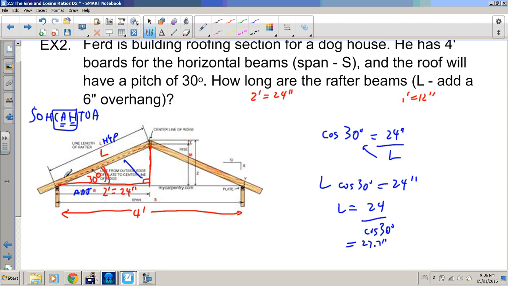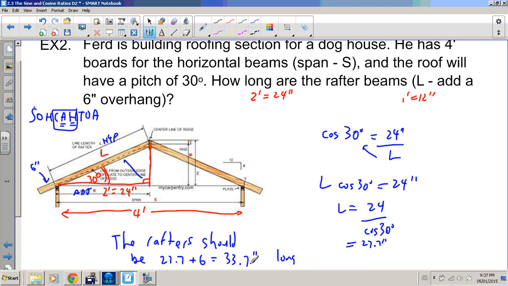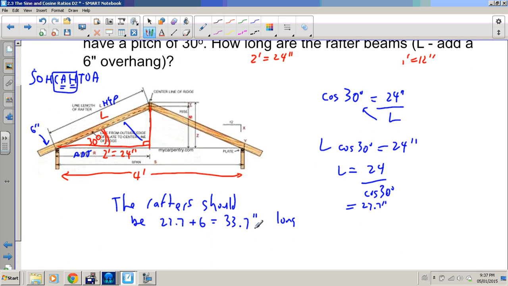Now notice that that's this. It also said that this is a 6-inch overhang. So the rafters should be 27.7 plus 6 is equal to 33.7 inches long. And again, if you're in Mr. Faber's class, he'd want you to change that to a decimal, and 0.7 is about 3/4 of an inch, and you can check them. 3/4 is 0.75, right? So that's not so bad.